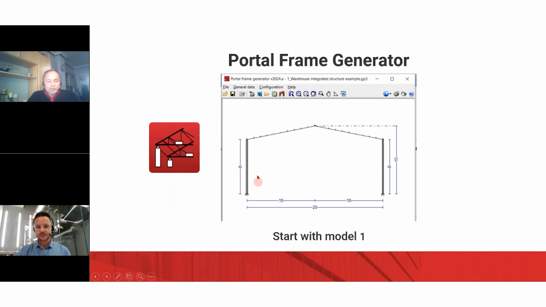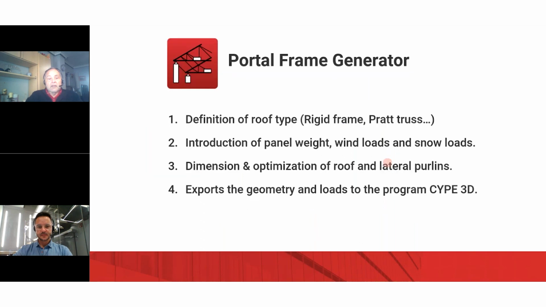All these measures, we can take from the drawings that we are getting from the architect or the engineers. And then we can define the roof type, could be rigid frame, truss, whatever. And also we can introduce the panel weight and wind loads and snow loads. And also dimensions, optimize the roof and lateral purlins. And also we can export the geometry and loads to the program Site 3D.